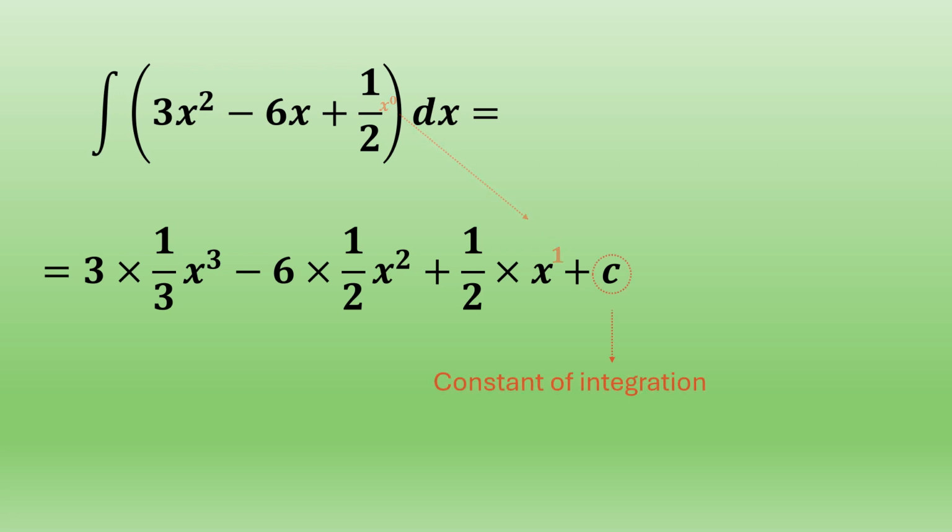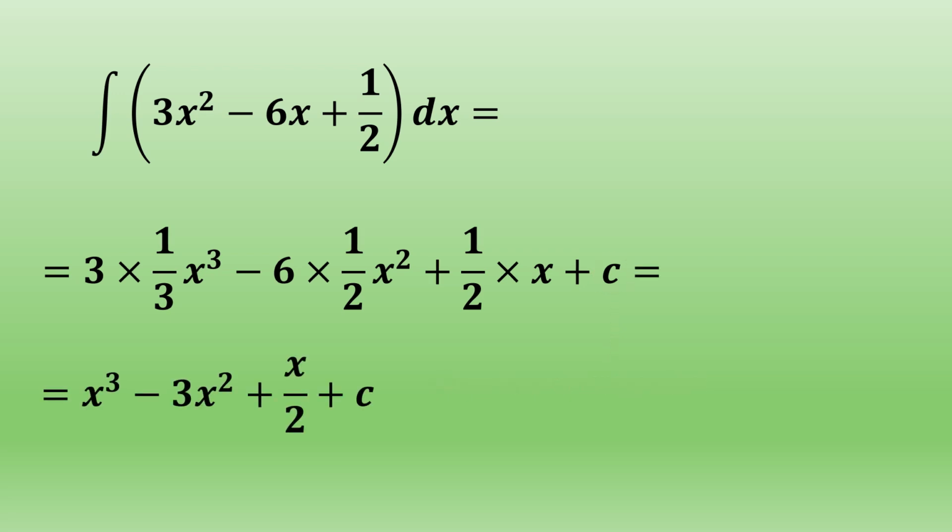And at the end, please never forget to add the constant of integration. The last step is to combine all the constants. Then the result will be x cubed minus 3x squared plus x over 2 plus constant.